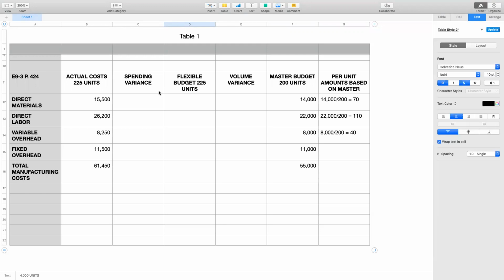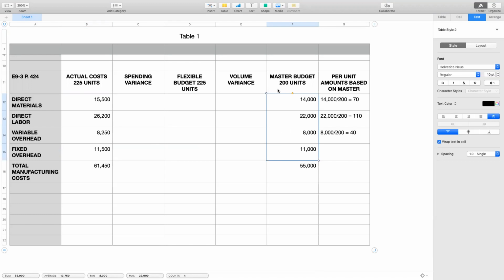So exercise three, which is on page 424, Gleason Guitars produces acoustic guitars. The table below contains budget and actual information for the month of June. So they give you this column. They didn't give you the total, but I just added it up, right? And they give you this column. And again, I added it up, came to 55,000. So the master budget said, if I make 200 units, this is what it should cost. And these are the actual numbers. But here I made 225 units, which was 25 more than the master.